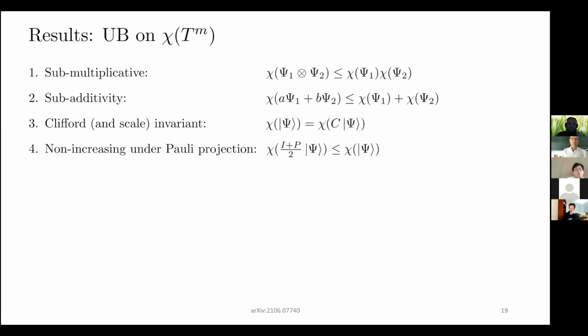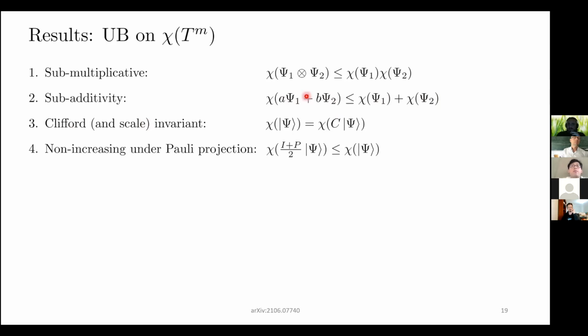So before I show our proof, I want to talk about some of the properties of the stabilizer rank. We've already seen that it's submultiplicative. It's also subadditive, in the sense that if you take a linear combination of two states, then the stabilizer rank will be less than the sum of the ranks of each individual state. You just add it up.